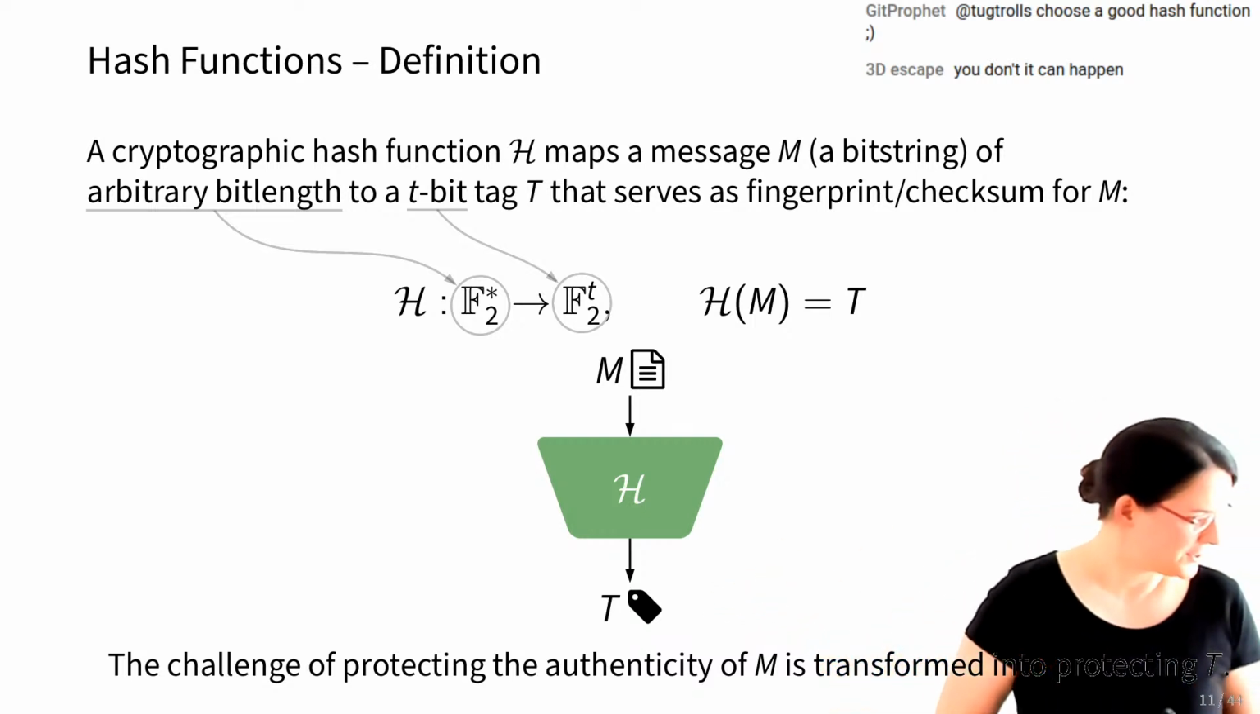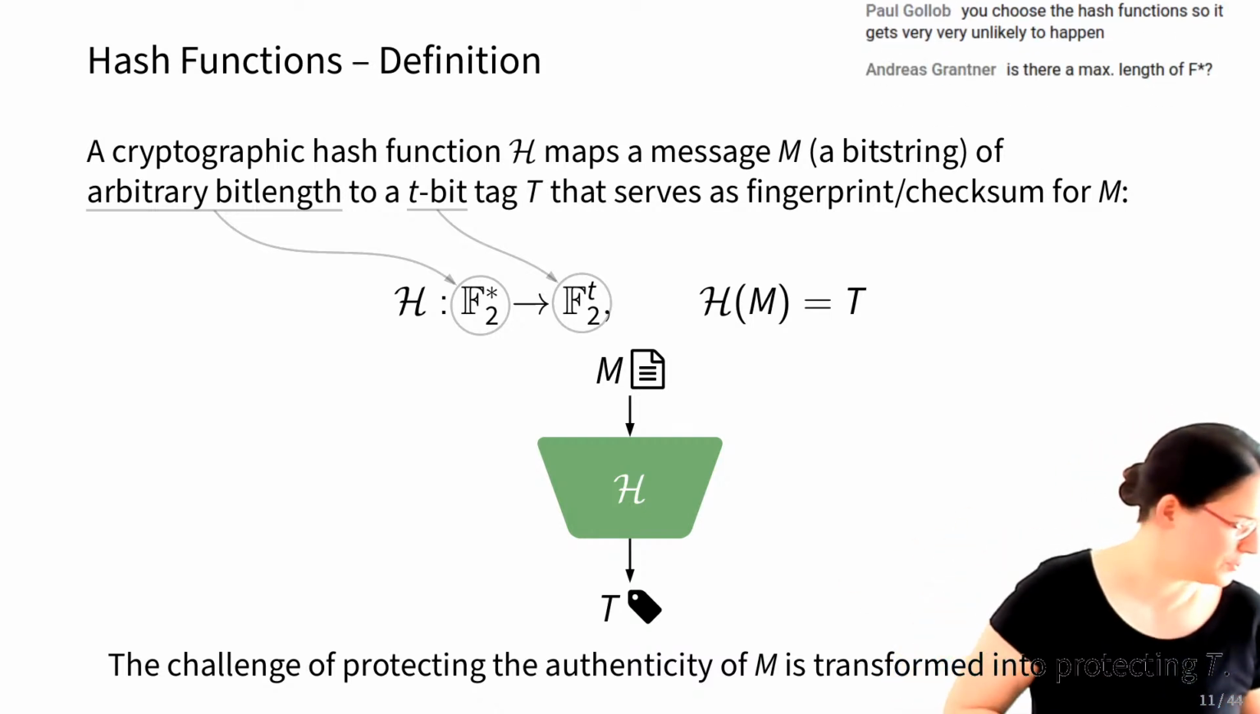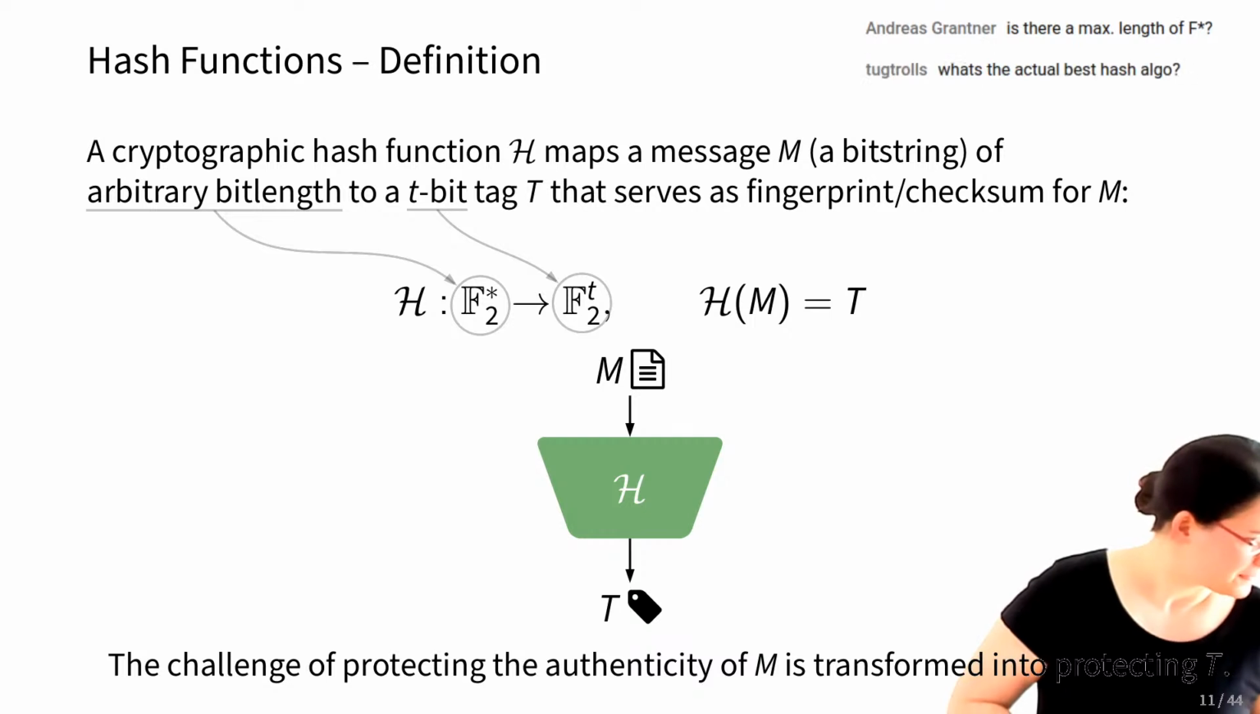So there are some questions here. How do we assure that some string does not generate the same hash? I'll get to that in a moment. Choose hash functions where it's very unlikely. Yes, exactly. Is there a maximum length of F star?